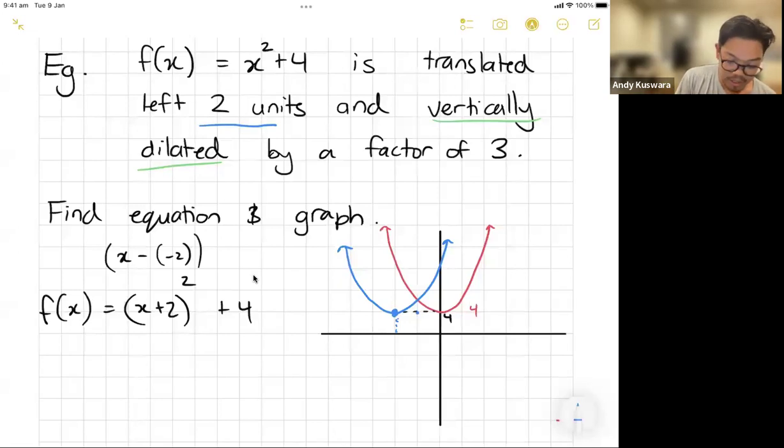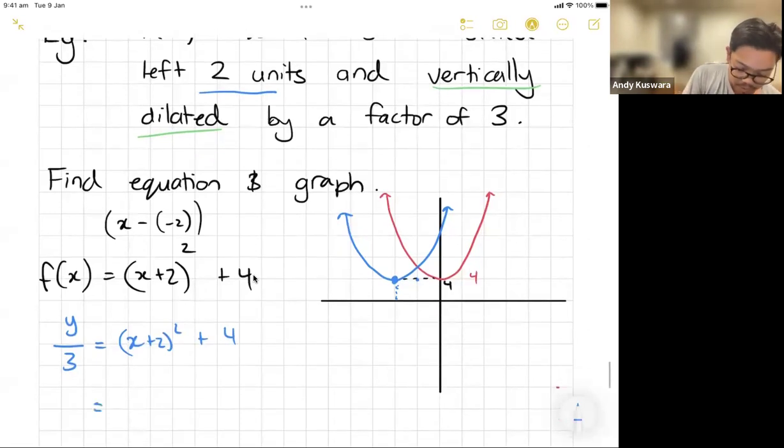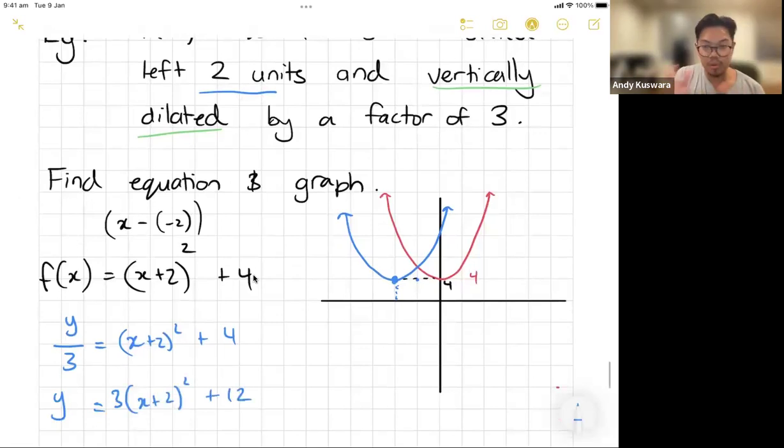If I'm doing a vertical dilation, that means I replace y with y on 3. So that means this is going to be y on 3 should equal to (x plus 2) squared plus 4. Yeah, and this is where I am correct. This would just be 3 times (x plus 2) squared. And don't forget, because I'm multiplying everything through by 3, that 4 now becomes 12.